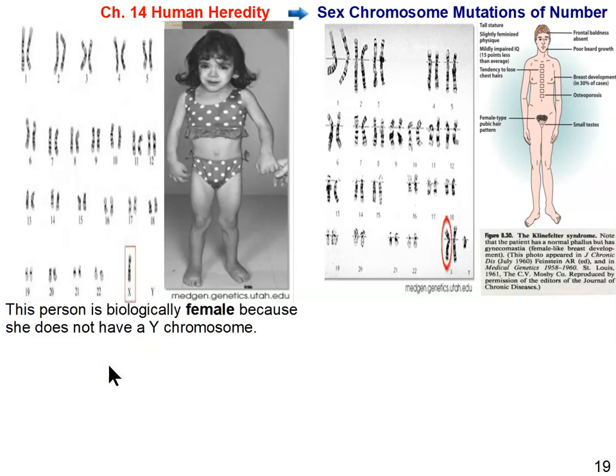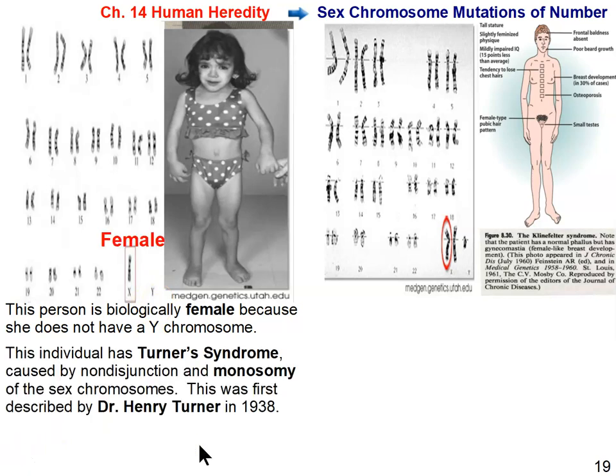And so this is a female, biologically a female, because she doesn't have a Y chromosome. And remember, the Y chromosome is what turns a male into a male. So basically, the way you want to think about it is we all start out female, and then those of us that have a Y chromosome, that turns us into a male. So this individual has Turner syndrome, which is caused by non-disjunction and monosomy of the sex chromosomes, which was first described by Dr. Henry Turner in 1938, and that's why we call it Turner syndrome.